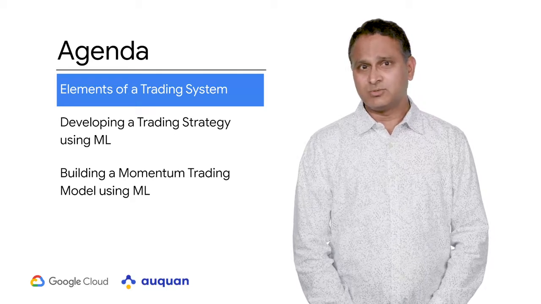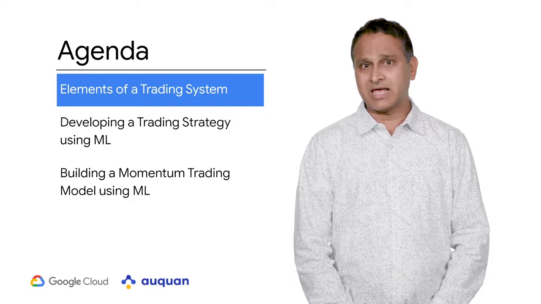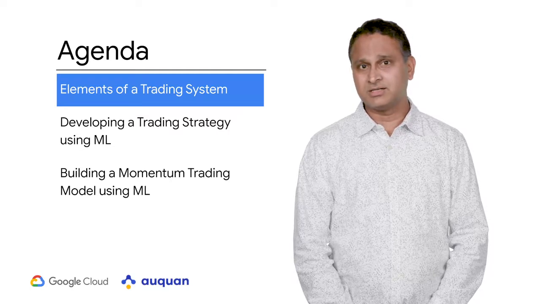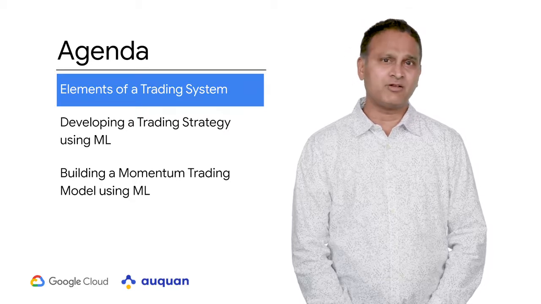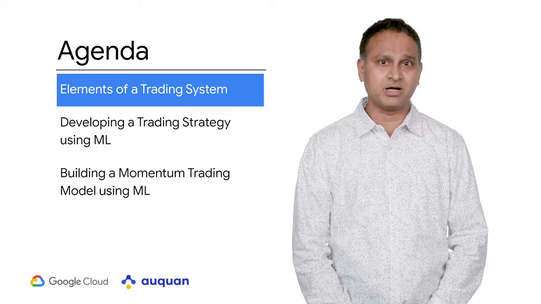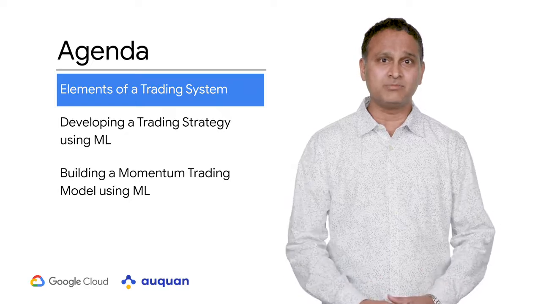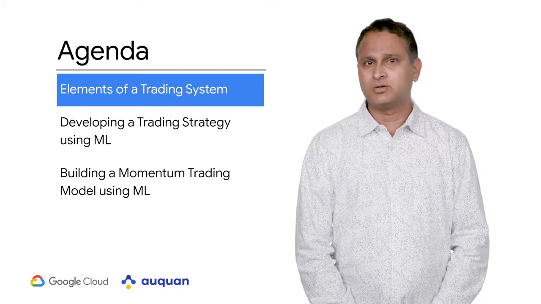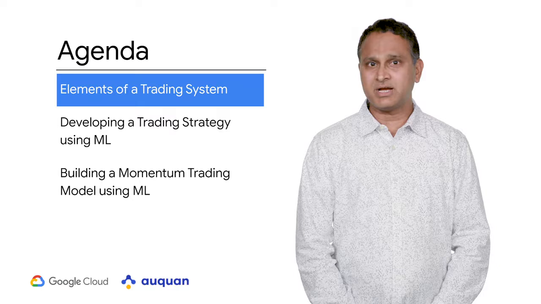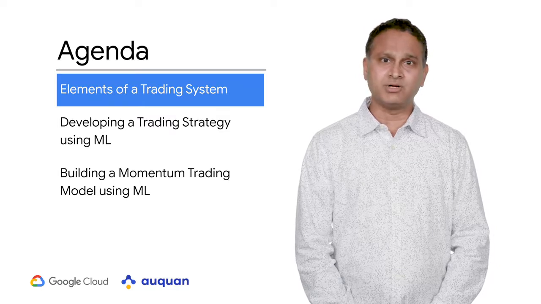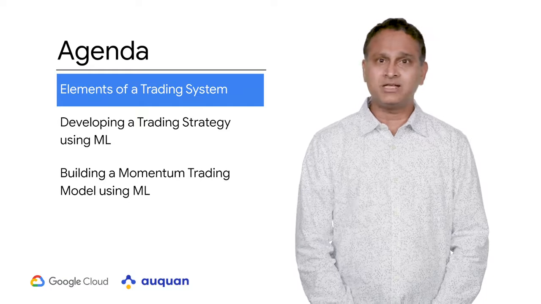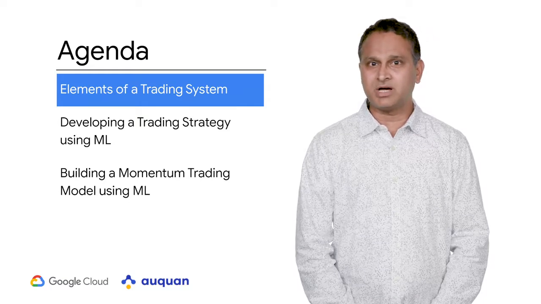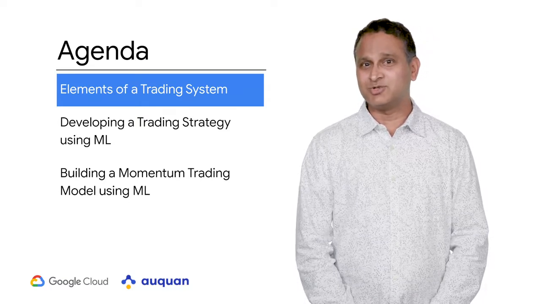To do that, we will first look at what the critical elements of a trading model are, then find ways to develop a trading strategy using machine learning, and finally implement a momentum trading model using an open source library known as Aquan. We will use Aquan to generate trading signals and then use the library to build a trading model and see how it performs. We will then tweak it and see if we can make some money. So, are you ready to learn some new tricks?